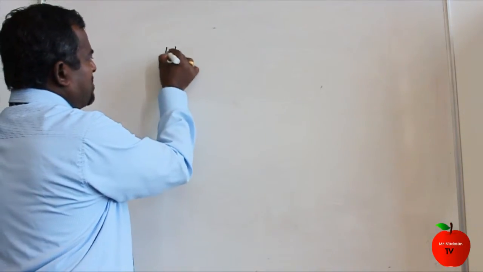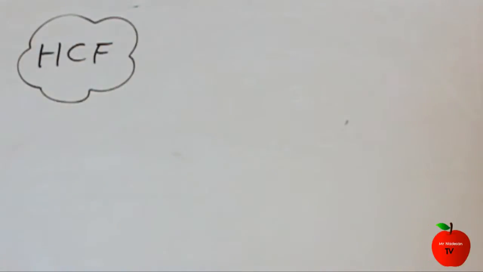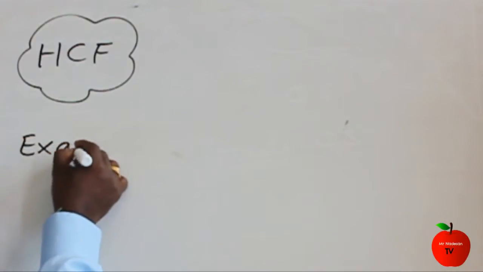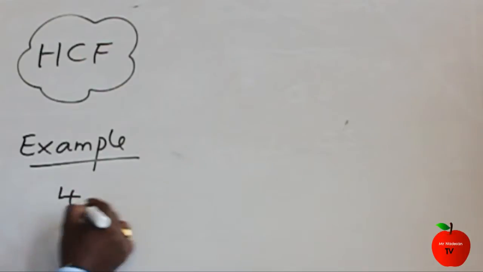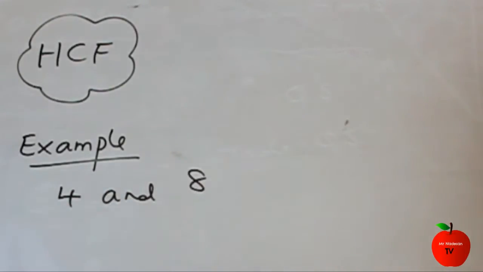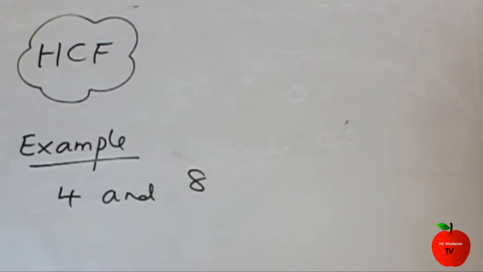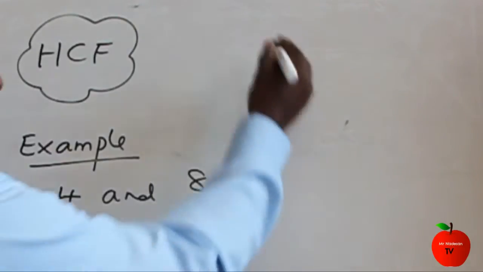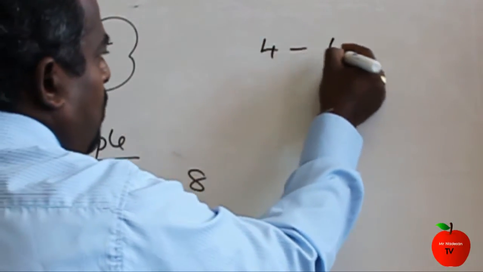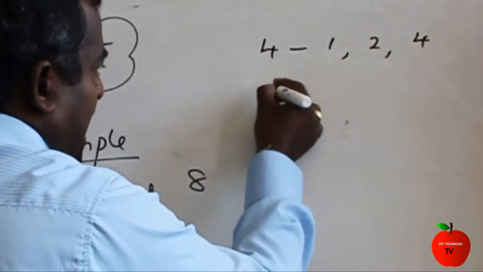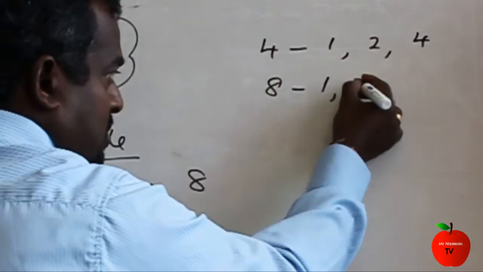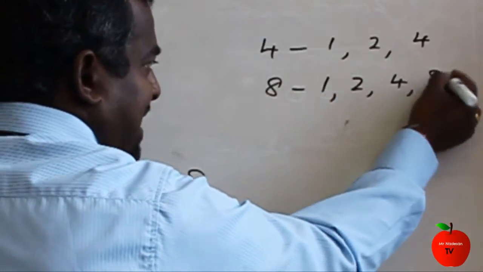If you're talking about the highest common factor, let's say I'm talking about the numbers first. Just for example, we've got 4 and 8. How can we find the highest common factor? What are the factors of 4 and 8? Normally we do that. What are the factors of 4? 1, 2 and 4. What are the factors of 8? 1, 2, 4 and 8.